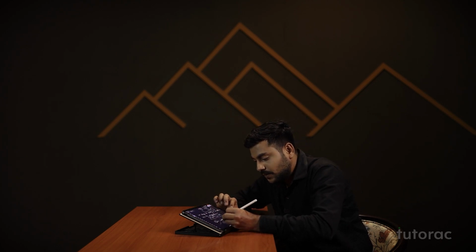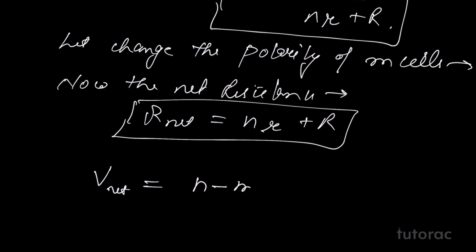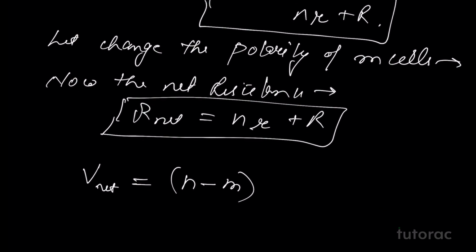V net before was Ne, but this time what will happen? I have converted n minus m cells into the positive direction, means only n minus m cells are left that are in the same direction as they used to be before. So n minus m will be in the same direction.